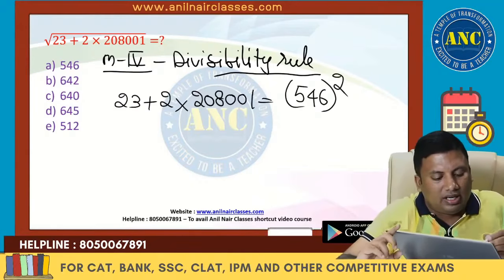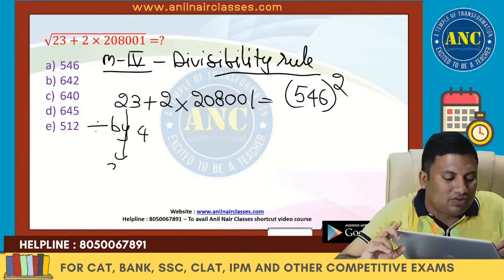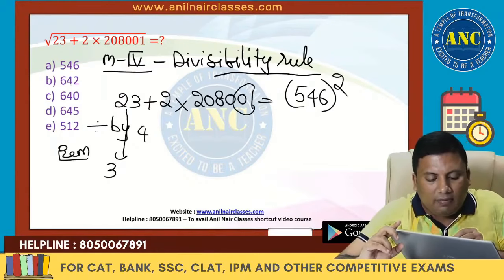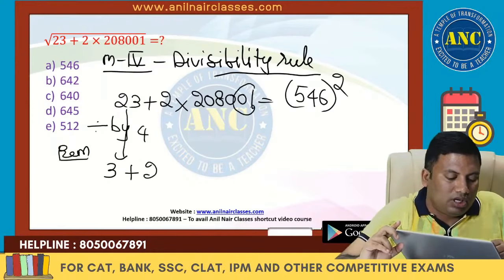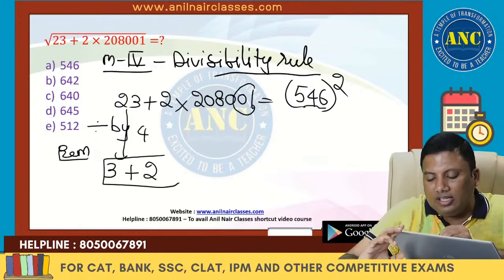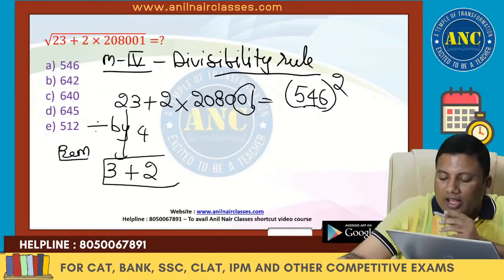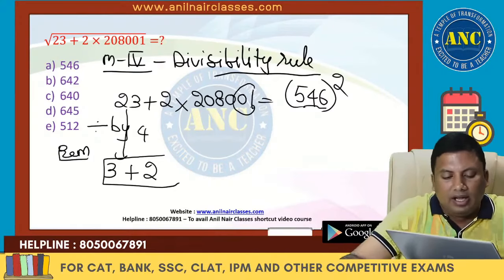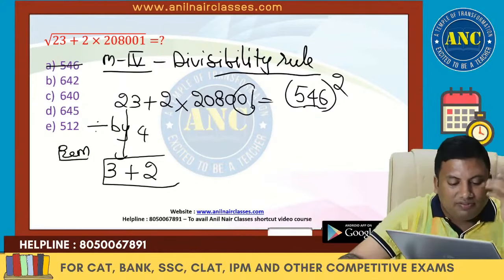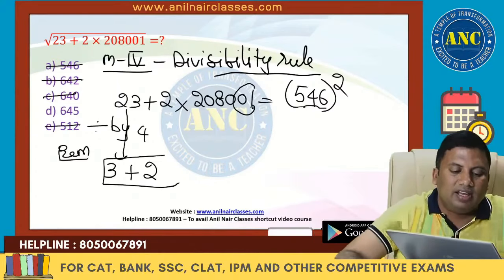Now, if you see here, use the divisibility rule by 4. 4 5s are 20, remainder 3. These are nothing but remainder 1. 1 2s are 2, 3 plus 2, 5. 5 divided by 4, remainder 1. This is an even number. An even number squared will be divisible by 4. I hope it is clear, right? Or otherwise, we forgot the basics. Similarly, even number squared, even number squared.